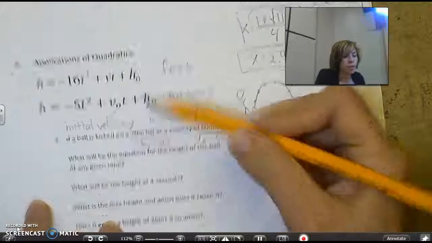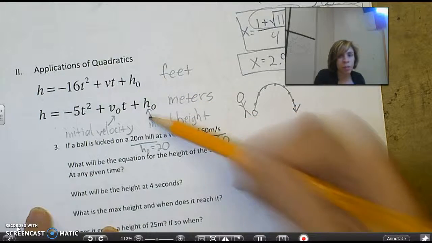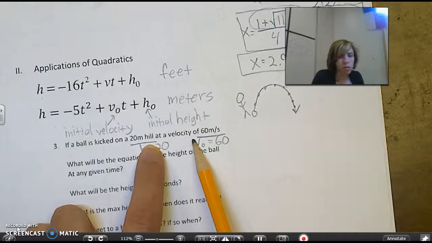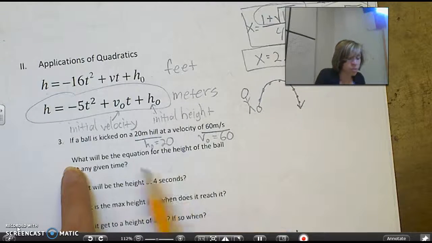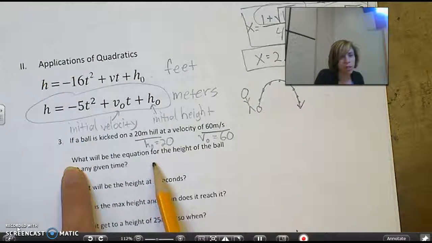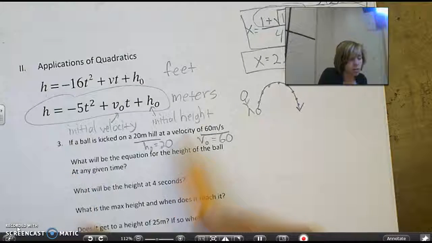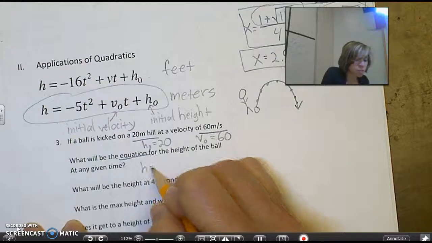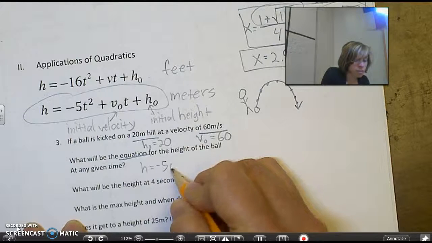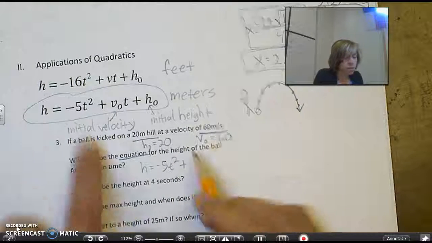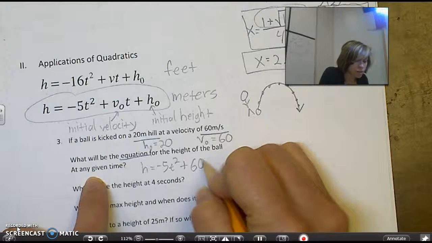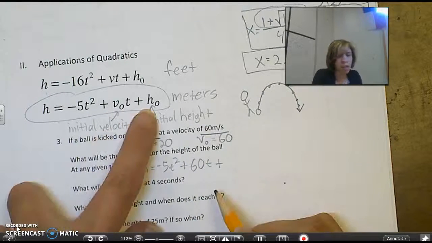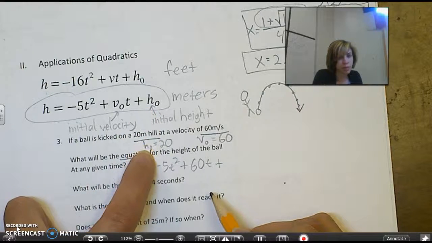Now I need to figure out what equation I am going to use. Am I going to use feet or am I going to use meters? Well, in the question, it talks about meters. So I know that I'm going to use this equation right here. So to make my equation, which is one of my questions, what will be the equation for the height of the ball at any given time? Okay, so my equation is going to be h equals -5t squared plus V0, which is going to be 60, t plus my H0, which is 20.